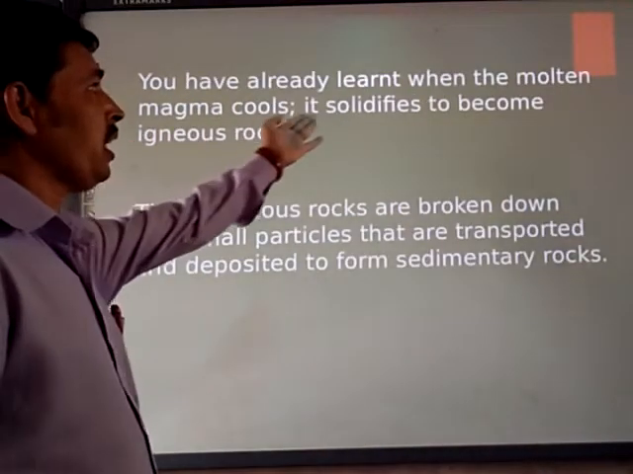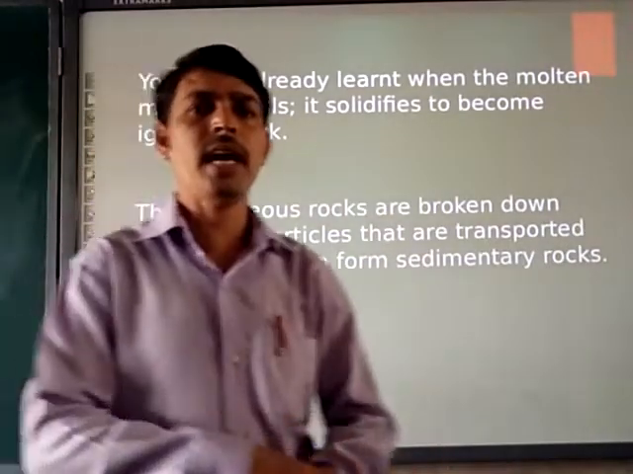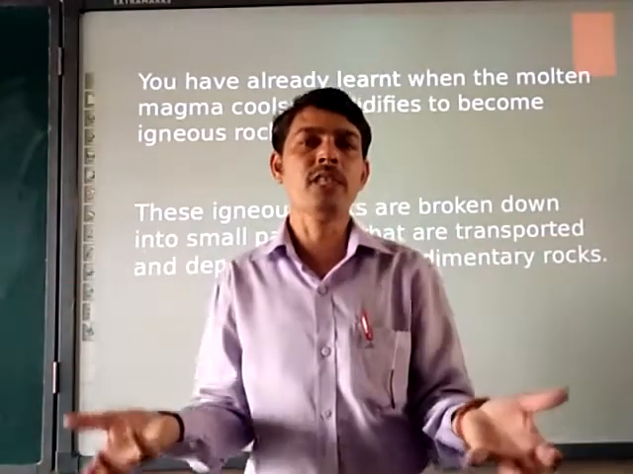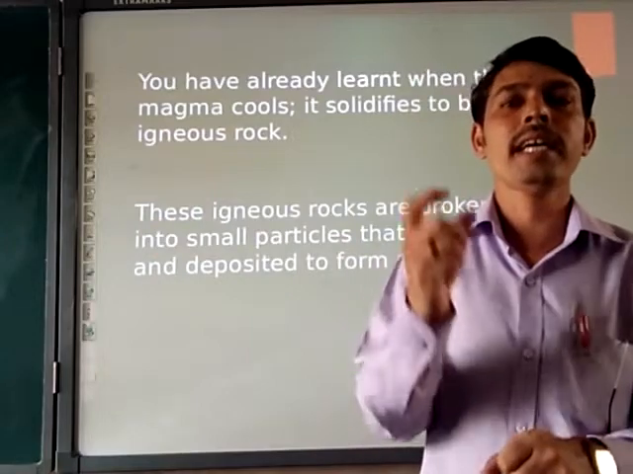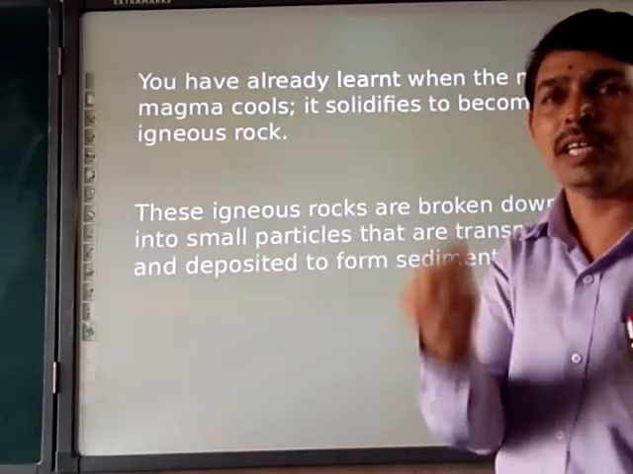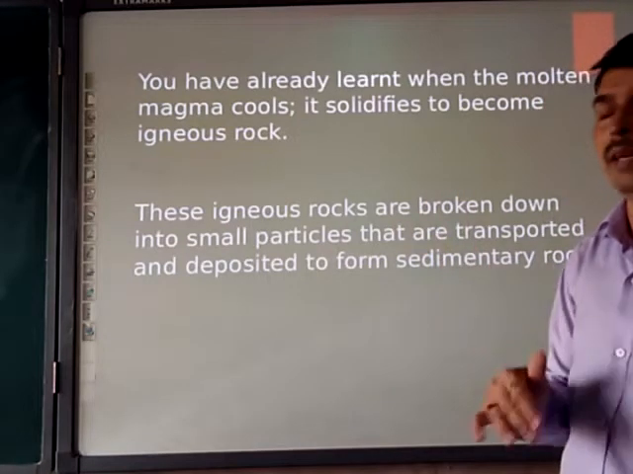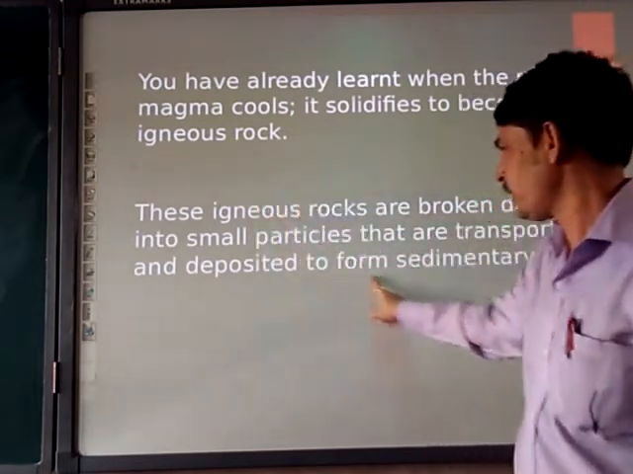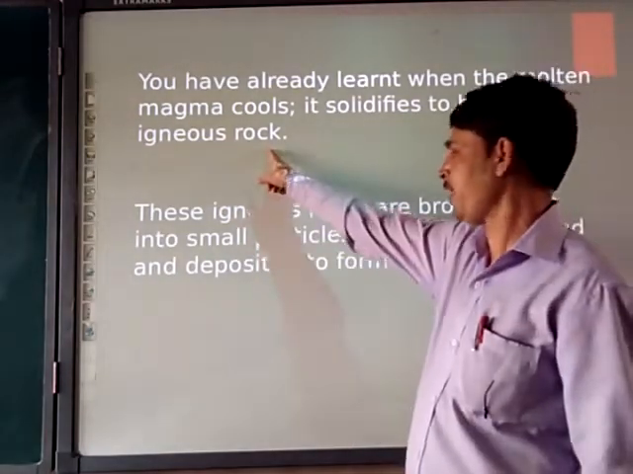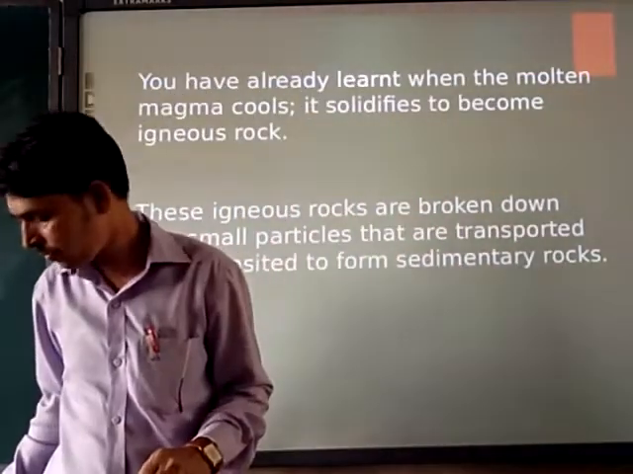Here we have already learned that the molten magma cools and solidifies and becomes igneous rock. As we already discussed, igneous rocks form due to the molten magma coming out in the form of lava and solidifying. Then these igneous rocks are broken down into small fragments and deposited to form sedimentary rocks. After forming the sedimentary rock, igneous rock is over, sedimentary rock is over. Then remaining is metamorphic. Due to great heat and pressure, the rock changes its form. That type of rock is called metamorphic rock.